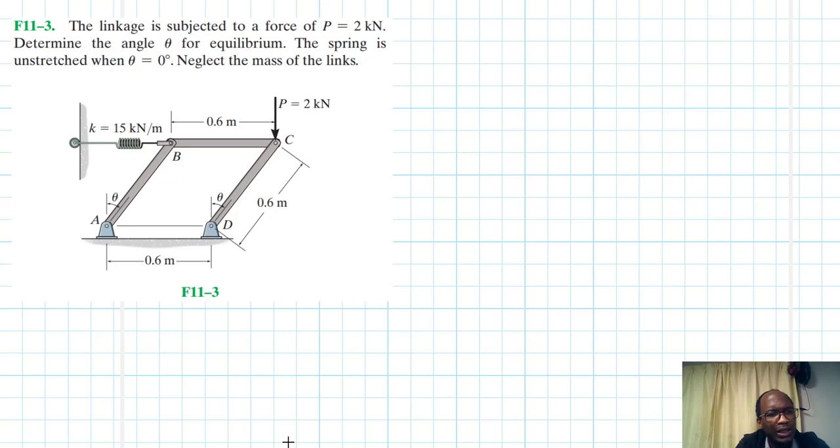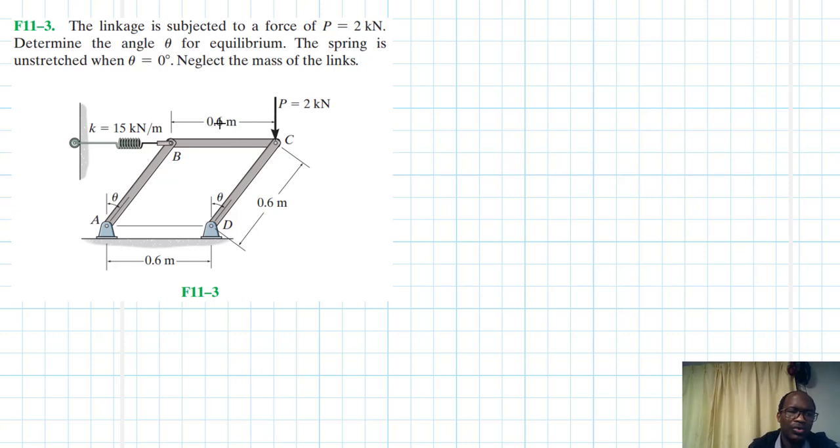The problem reads that the linkage is subjected to a force of P equal to 2 kilonewtons. Determine the angle theta for equilibrium. The spring is unstretched when theta is equal to 0 degrees. Neglect the mass of the links. This problem is coming from the Engineering Mechanics Statics textbook by R.C. Hibbeler.